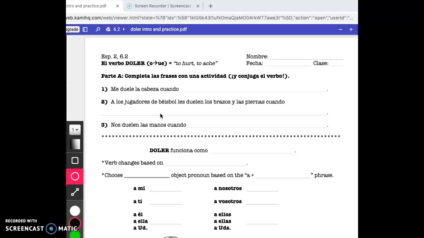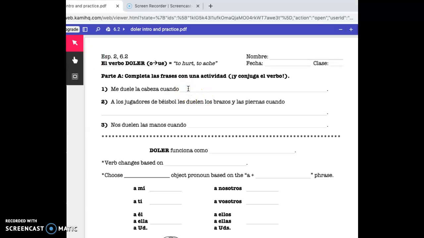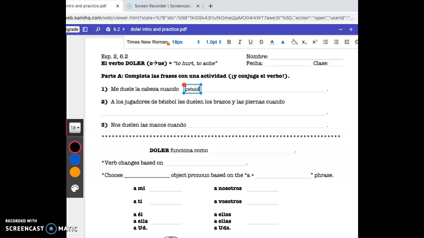Como número 1 quiere decir en inglés, my head hurts me when. Entonces en la clase nosotros escribimos estudio mucho, por ejemplo, ¿verdad? Yo escribo aquí, my head hurts me when I study a lot for tests.